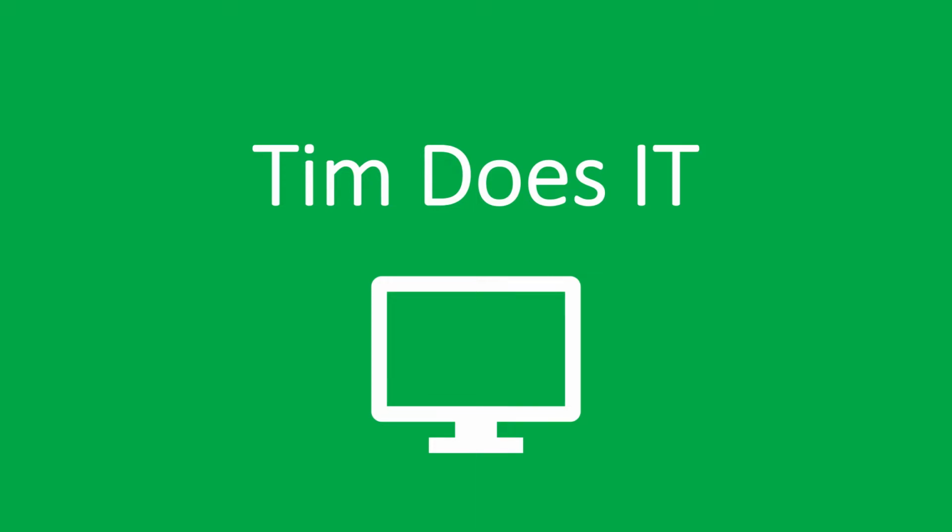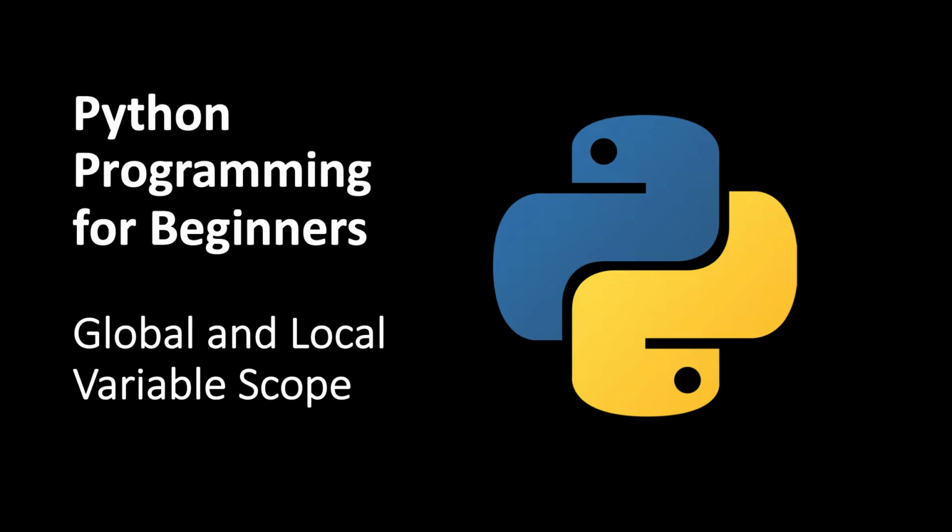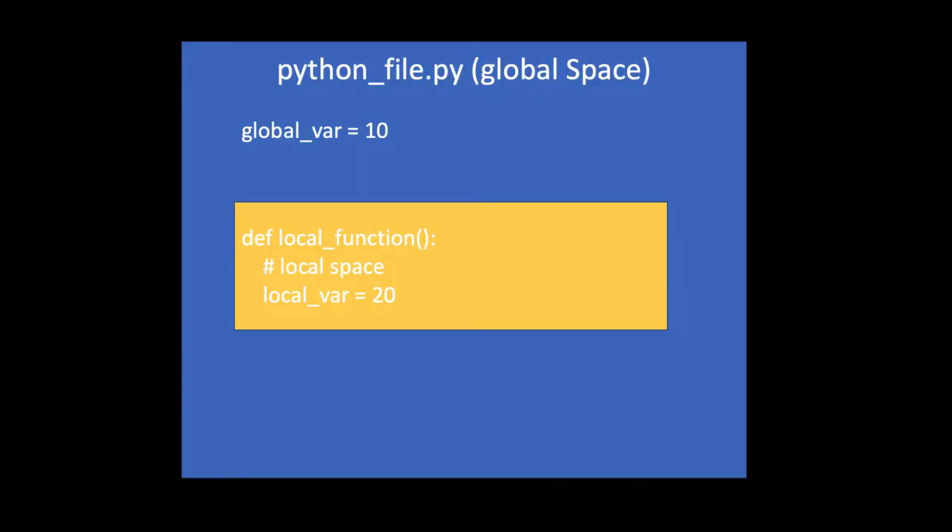Today what we're going to look at is local and global variable scope. So you might be asking yourself, what's scope? Well, scope is where your variables are visible.